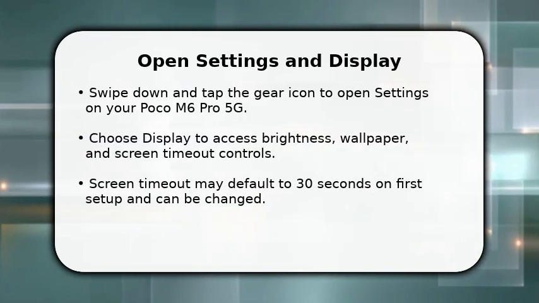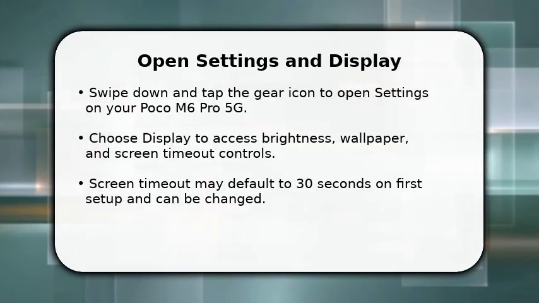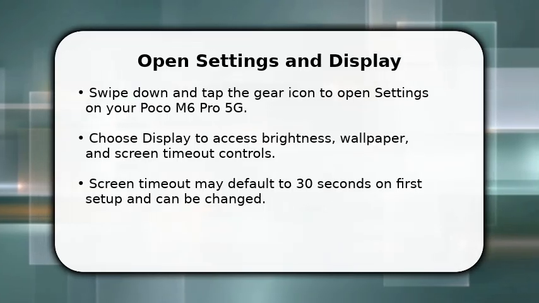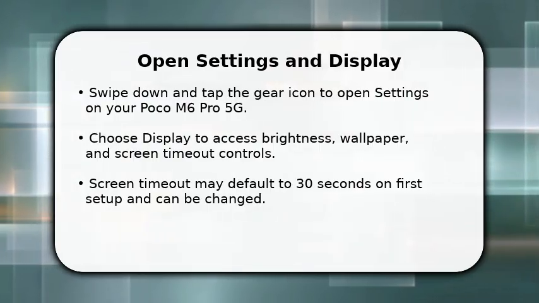Swipe down and tap the gear icon to open settings on your Poco M6 Pro 5G. Use 2 fingers or 1 finger with an upward swipe to reveal quick settings. Tap the small gear to launch the full Settings app and access system controls.